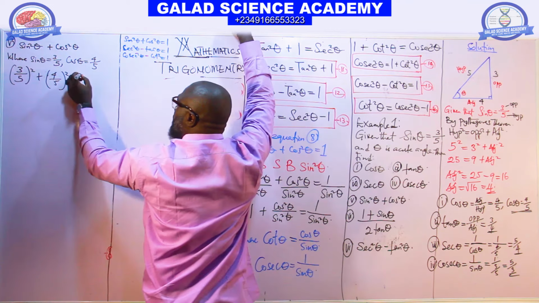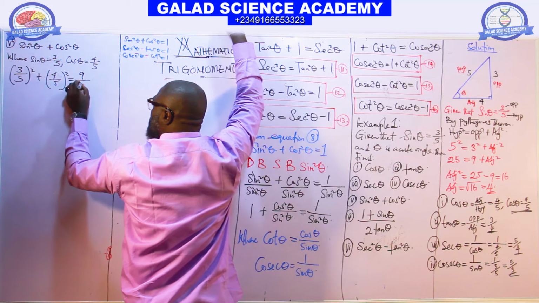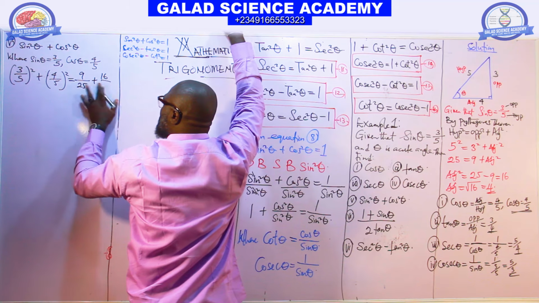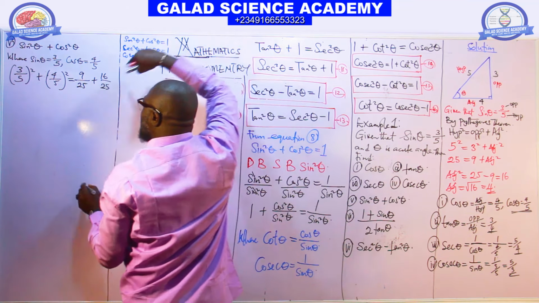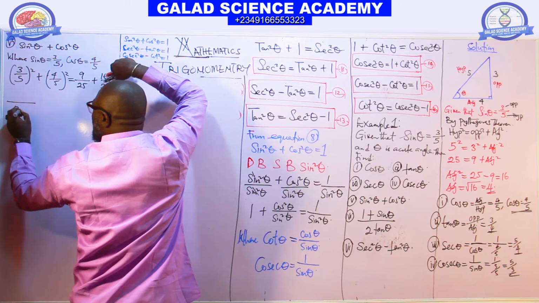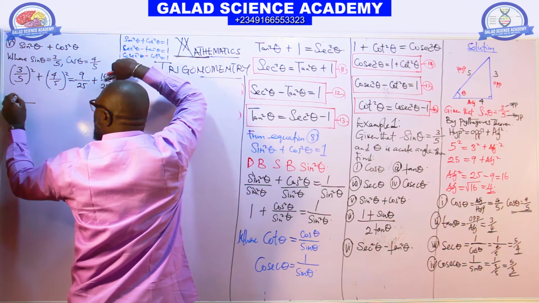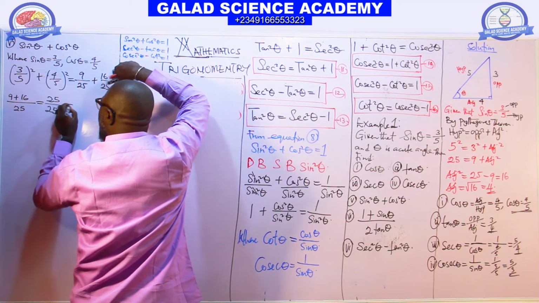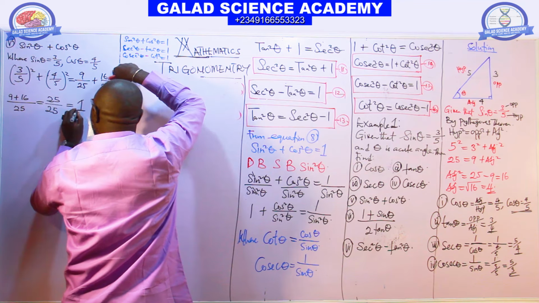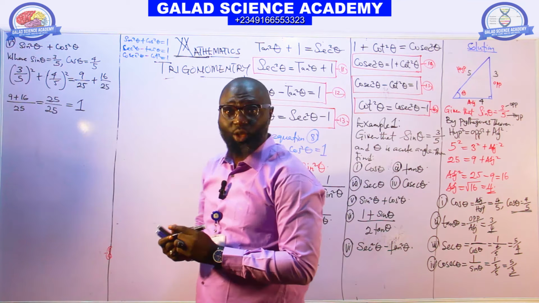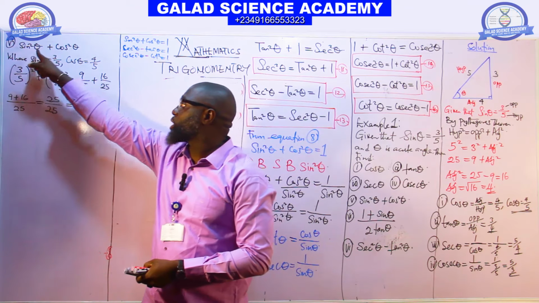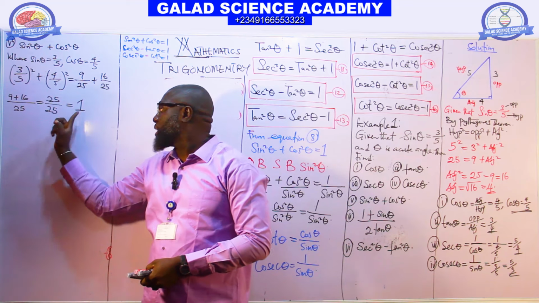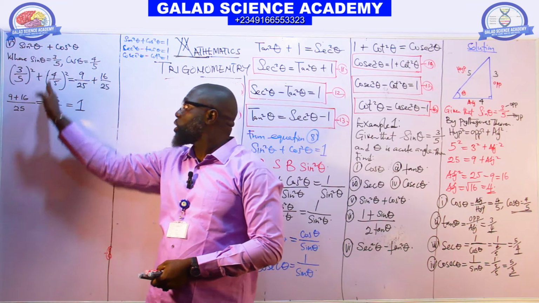So here, by doing that, we have 3 squared to give us 9, 5 squared gives us 25, plus 16 over 25. So what is the LCM? The LCM is 25. We have 9 plus 16 equal to 25 over 25, which is 1. So we can see that this statement is correct, that sine squared theta plus cos squared theta gives us 1. If you don't get 1 here as your final answer, something is wrong.